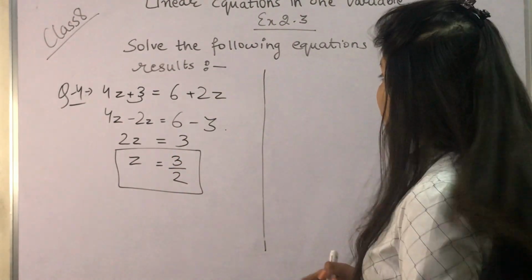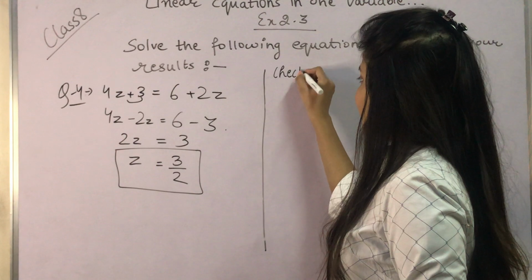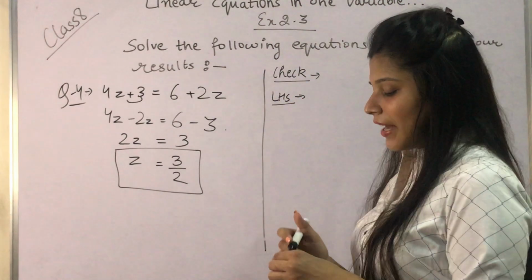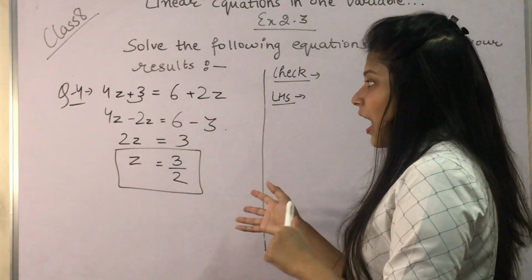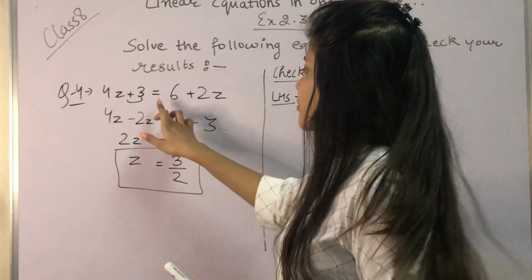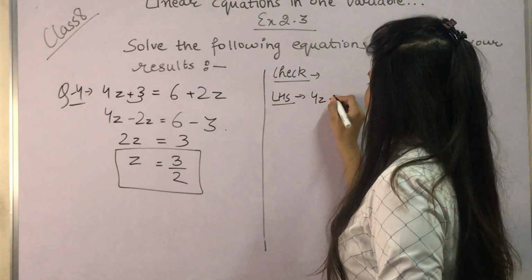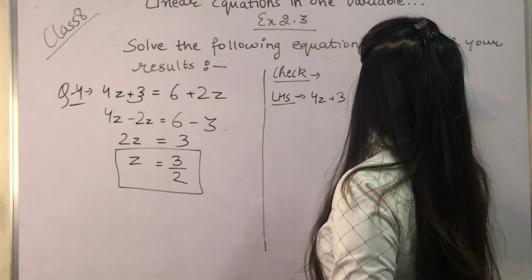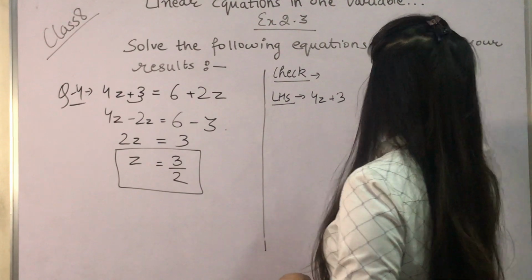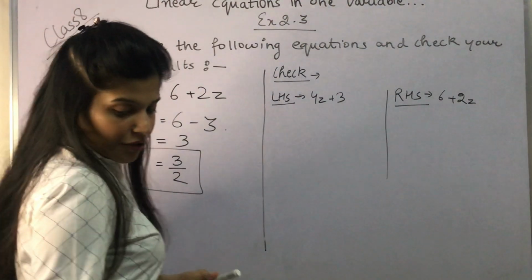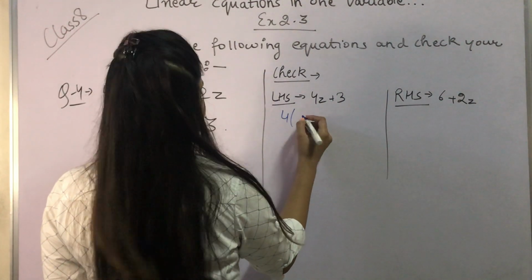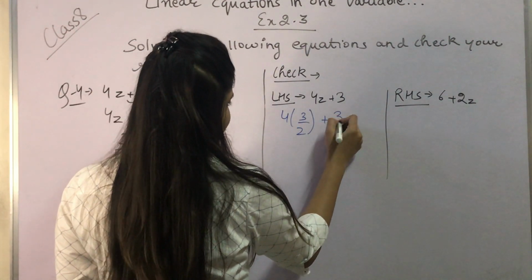But we need to check whether our answer is right or not. So for that we will put the value of z in LHS and in RHS, and we'll check whether it comes out to be same or not. So LHS is 4z plus 3 and RHS is 6 plus 2z. Now put the value of z, 4 times 3 upon 2 plus 3.